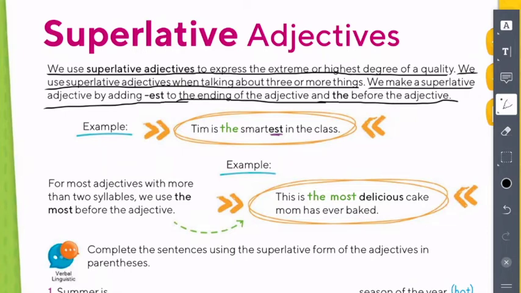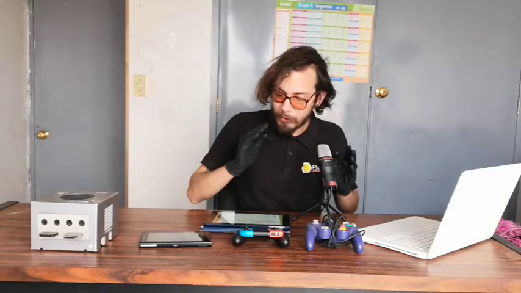For most adjectives with more than 2 syllables, we use the most before the adjective. Example: this is the most delicious cake Mom has ever baked. Alright? How about delicious? Delicious. 3. So, if an adjective has more than 2 syllables, we are going to add the most before the adjective. This is the most delicious cake Mom has ever baked. The most delicious. From all the cakes, this is the most delicious. Okay? Super easy and super simple.